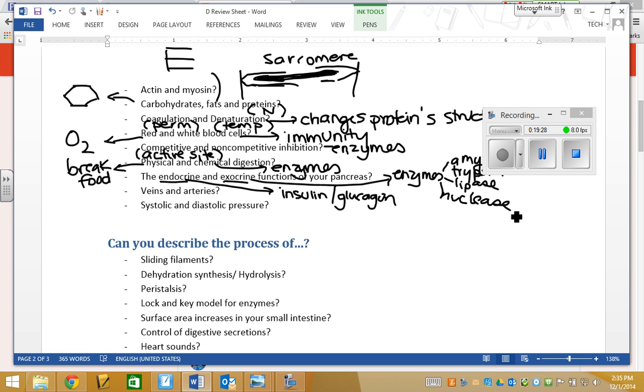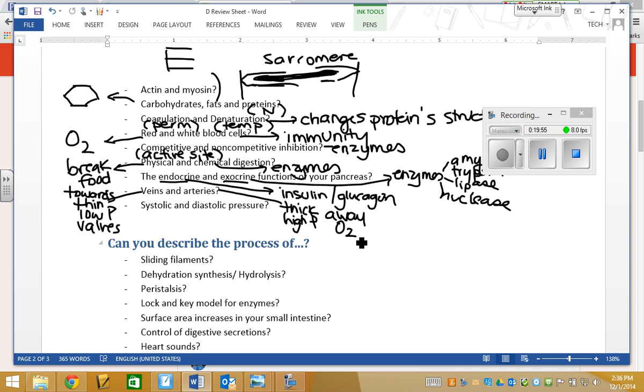Now for veins and arteries, remember that veins are thin, they have low pressure, they have valves, and they go towards the heart. Arteries are thick, they have high pressure. They go away from the heart, and they are usually the ones that are carrying oxygen, except for your pulmonary artery.